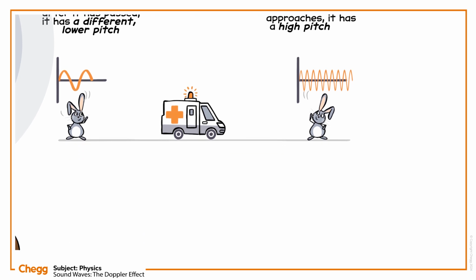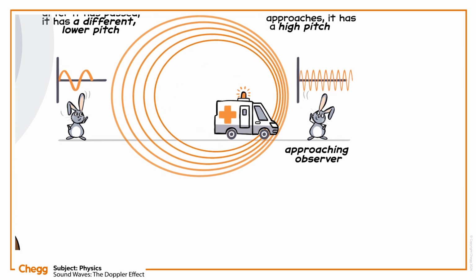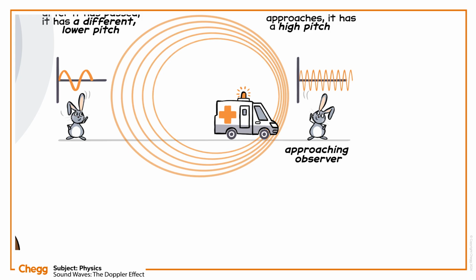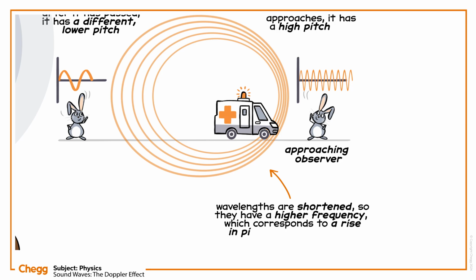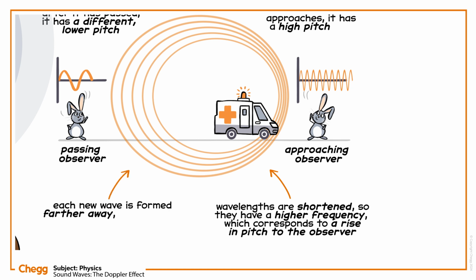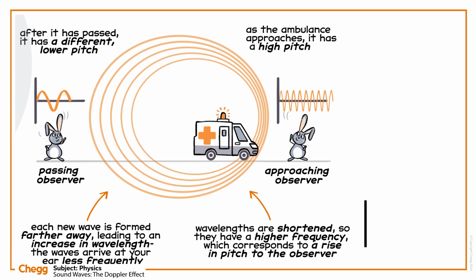As the wave source, the ambulance, moves towards the observer, you, the center of each newly formed wavefront is slightly closer to you. See how the waves are squished together. The distance between the source and the observer is decreased. Their wavelengths are effectively shortened, so they have a higher frequency, which corresponds to a rise in pitch to the observer. Once the ambulance has passed and is driving away from you, each new wave is formed farther away. The waves are stretched apart, leading to an increase in wavelength. The waves arrive at your ears less frequently.